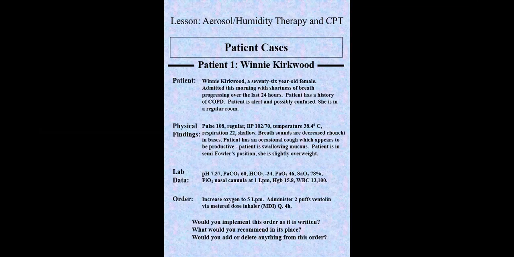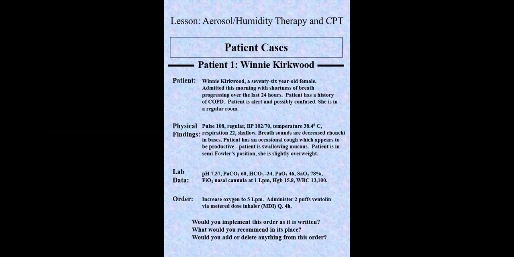Yeah, we gotta give her some more oxygen because she's only sat at 78% and her PaO2 is 46. That's too much hypoxia. You don't want them to be moderately hypoxic. You just want them to be mildly hypoxic, okay? If they're sitting around 89, 90, that's okay. PaO2 about 60, something like that, that's okay. But 46, that's too much. So we definitely want to give more oxygen. The order is to give her more oxygen, all right? We do want to do that.